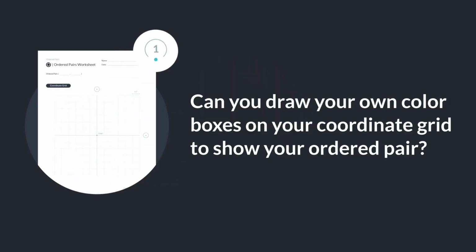Can you draw your own colored boxes on your coordinate grid to show your ordered pair? Since the coordinate grid has lines, use these lines to help you count and draw your boxes.